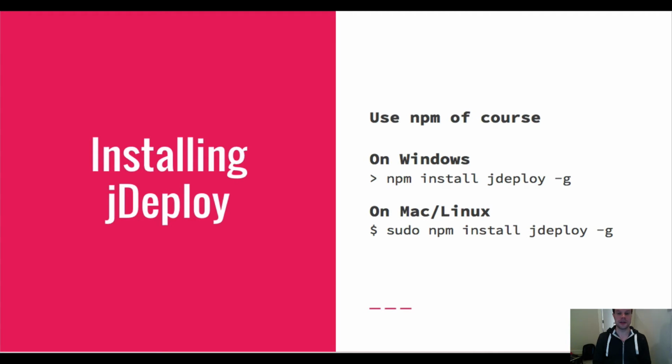So installing jDeploy, we use NPM, of course. On Windows, it's a simple command. On Mac, it's the exact same command, but you need to use sudo because it's going to install a symlink at a level that you need to have administrative privilege to.